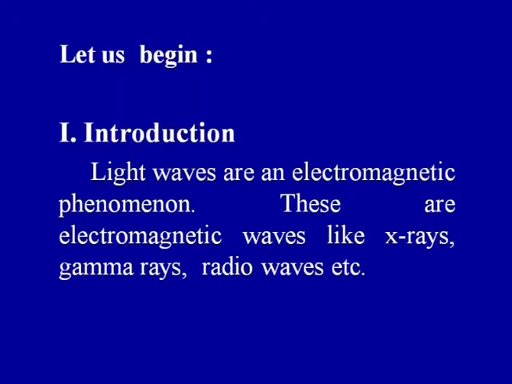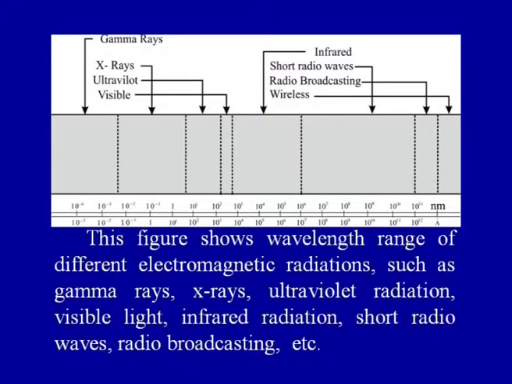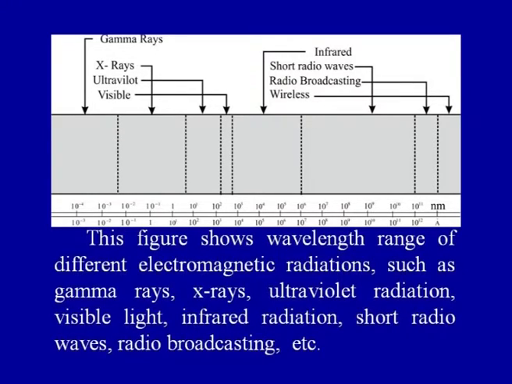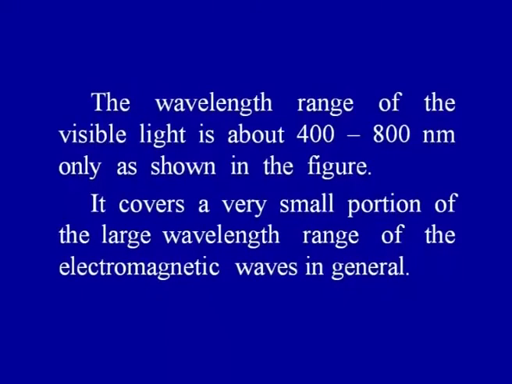You see, light waves are an electromagnetic phenomenon. These are electromagnetic waves like X-rays, gamma rays, radio waves, etc. This figure shows the wavelength range of different electromagnetic radiations such as gamma rays, X-rays, ultraviolet radiation, visible light, infrared radiation, short radio waves, radio broadcasting, etc. The wavelength range of visible light is about 400 to 800 nanometers only, as shown in the figure. It covers a very small portion of the large wavelength range of electromagnetic waves in general.